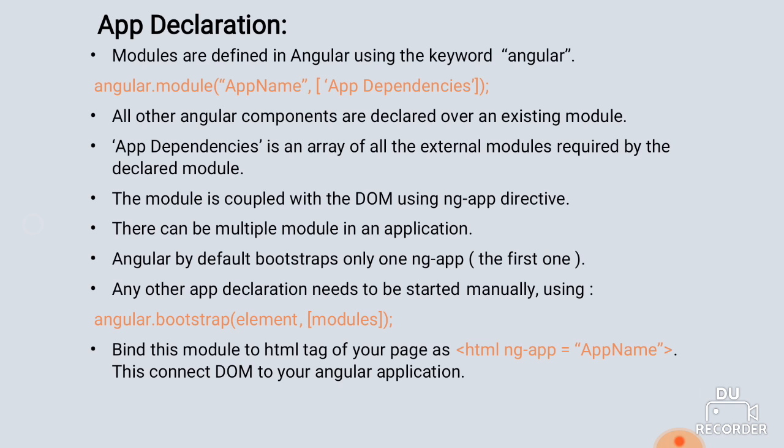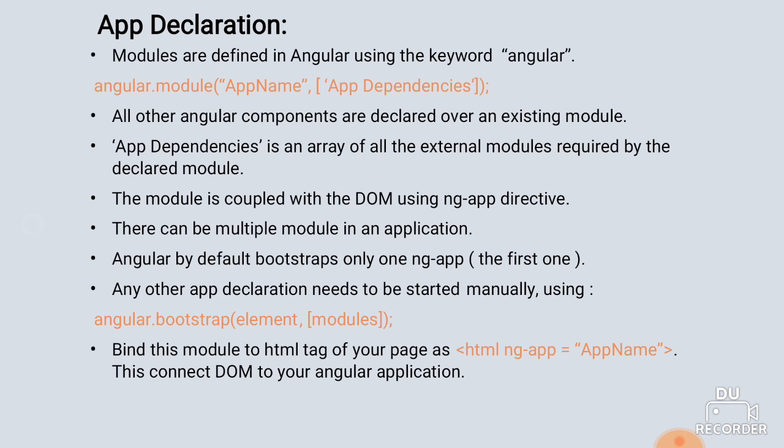So how do we declare an Angular application? The first thing that you will be doing whenever you start with an Angular application is you will be declaring a module. So how do we declare a module? Angular provides us with a keyword, that is angular. So you declare a module on top of this angular keyword. It's a global variable, so you will be using this global variable to declare your module. The syntax for declaring the module you can see on the screen: angular.module, then it is followed by the name of the module, which is appName here, and then it takes an array of dependencies. I will skip those dependencies for later.